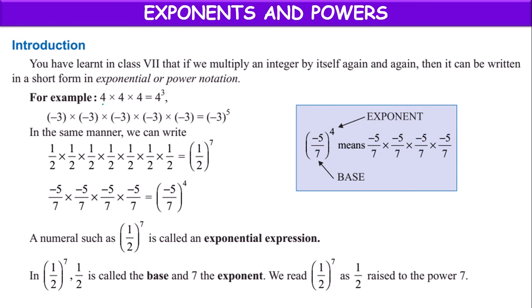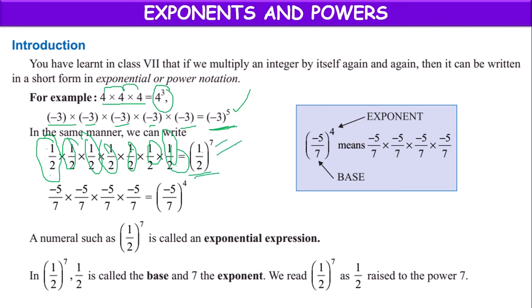For example, 4 into 4 into 4. We have multiplied the same number 4, 3 times. So the shortcut is 4 cube, 4 to the power of 3. Or minus 3 into minus 3 into minus 3, the same number we are multiplying 5 times: minus 3 whole power 5. Or if you have the fraction 1 by 2, multiplied 7 times, in short form we can write it as 1 by 2 whole power 7.